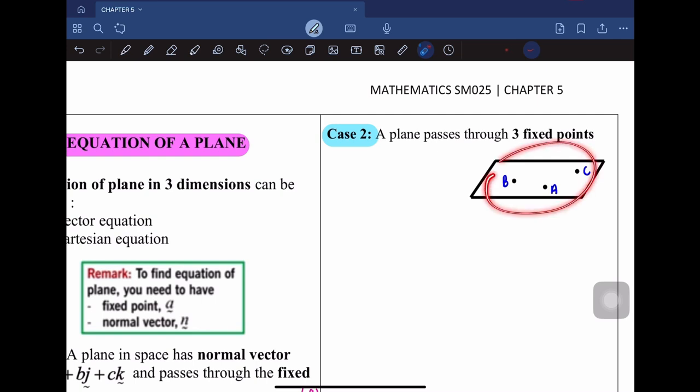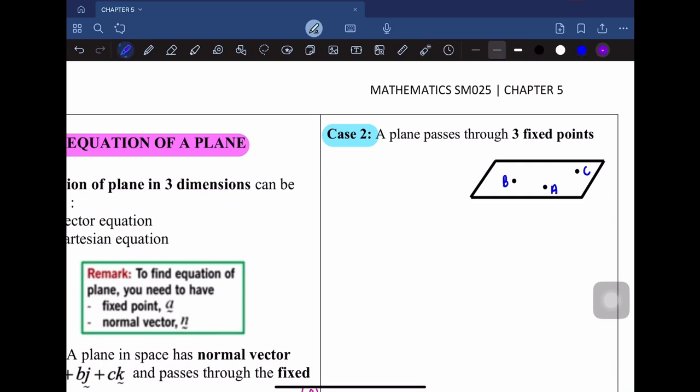Okay, so you don't have the normal vector over here, right? We need the normal vector in order to find the equation of the plane. So how do we find the normal vector? Remember that we learned the cross product. Let's say I have vectors AC and AB. The cross product of these two vectors is going to be perpendicular to both vectors, so that is your n. The cross product of the two vectors is going to be your normal vector.